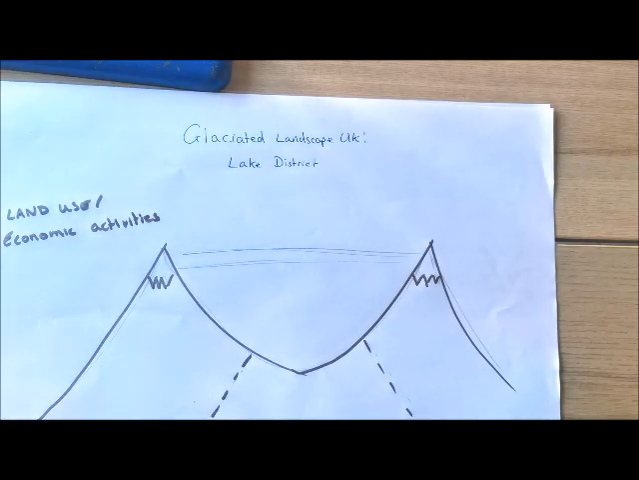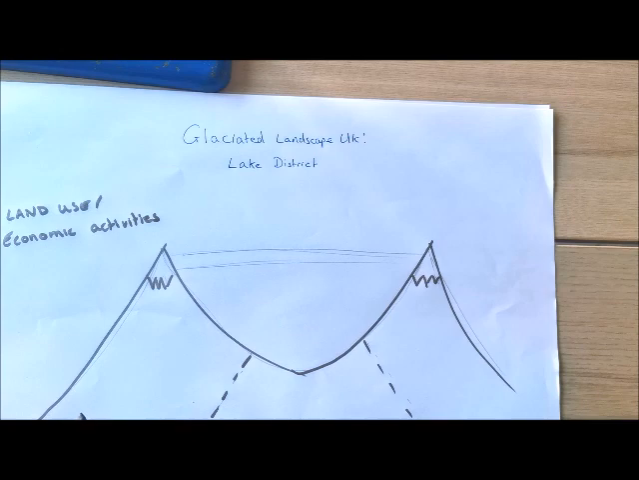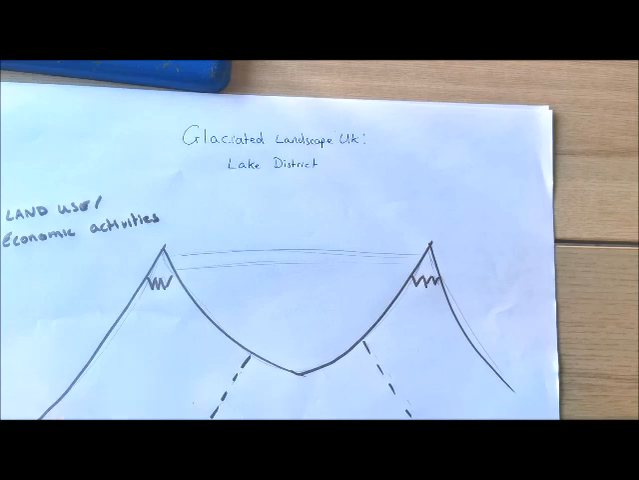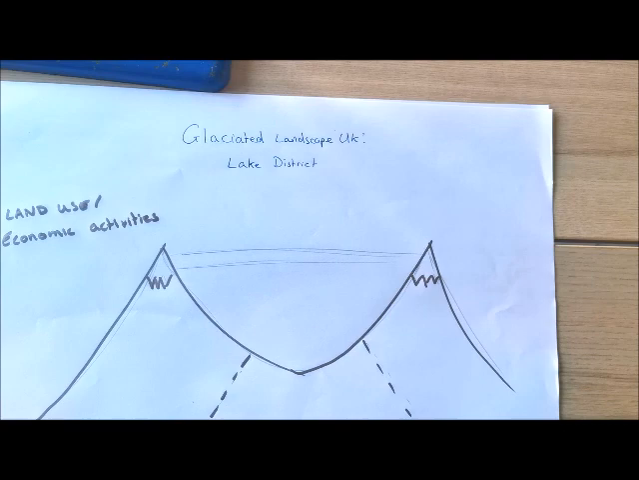So if we think about the potential economic activities in a glaciated landscape, we've got to remember it's going to be relatively challenging, because the climate and the terrain mean that economic activities are not going to be as easily found as they are in perhaps lowland areas of the UK, but there is still lots of economic potential in these landscapes. Starting off with probably the most obvious one for somewhere like the Lake District: mining.